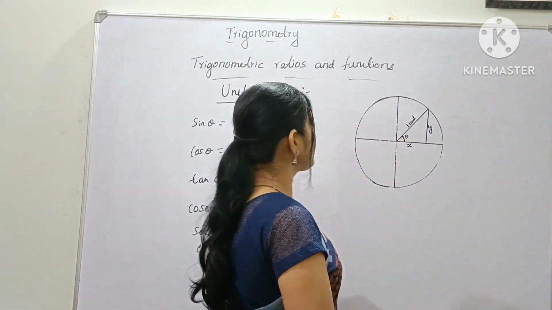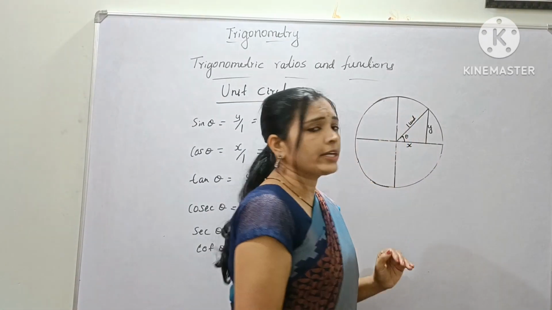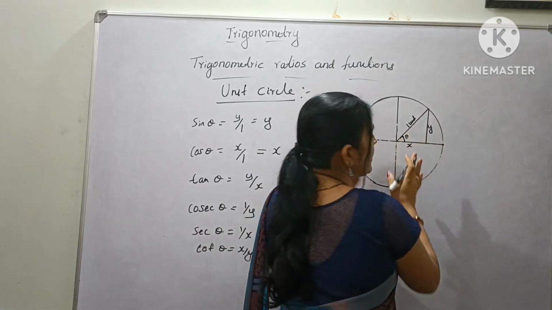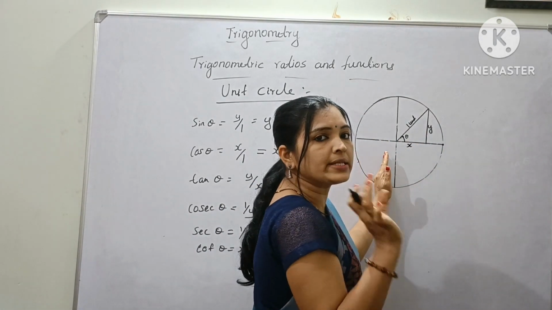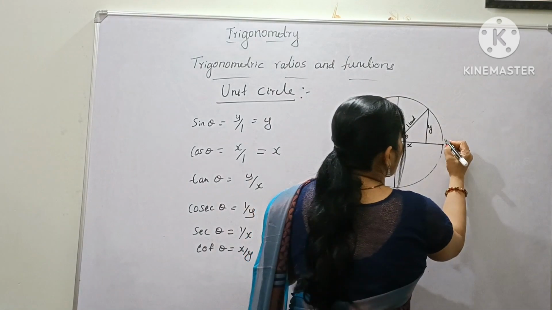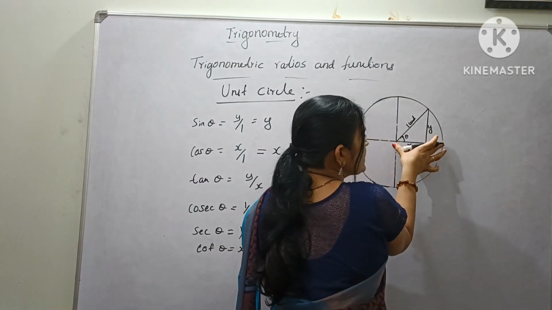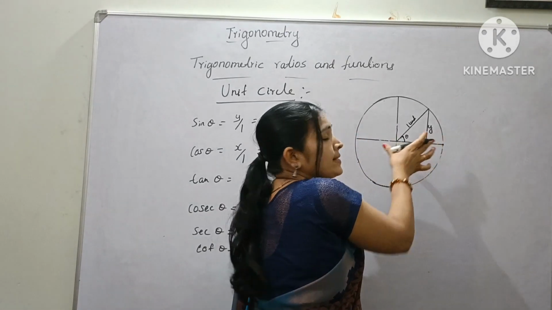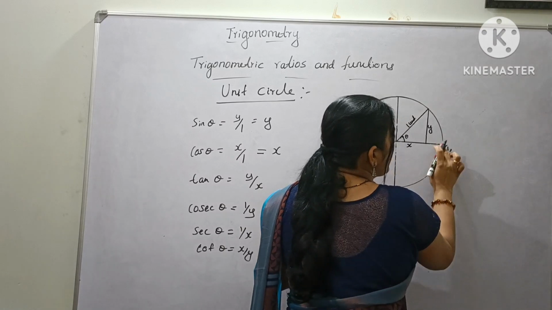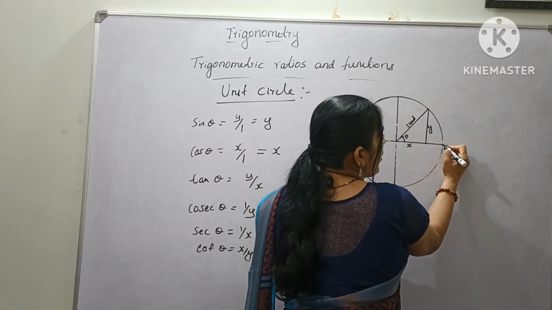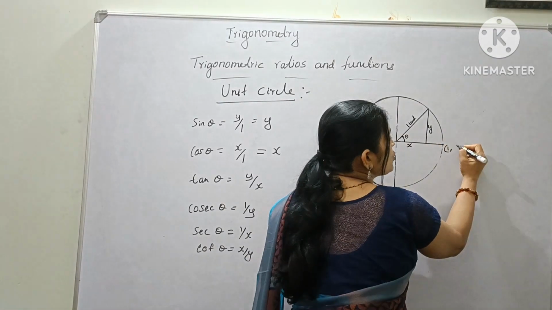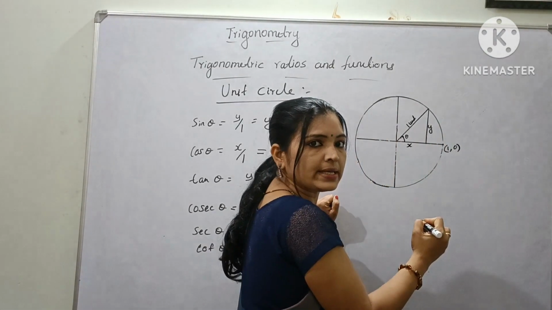Okay, now let us see. Let us take the first quadrant. So what is this point? See, it's a unit circle. Unit circle means radius 1 unit. This length is nothing but the radius of the circle. Radius is 1. And this point is on the x-axis, so the y value is 0, isn't it?